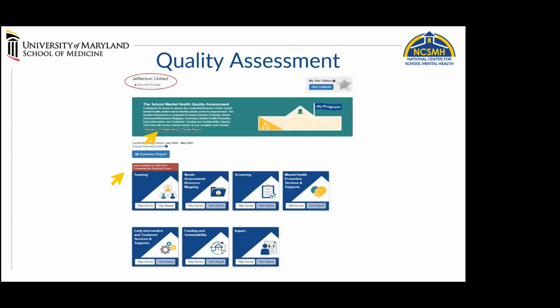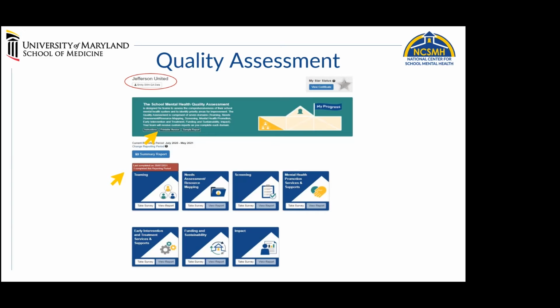A major feature of the SHAPE system is the School Mental Health Quality Assessment, which evaluates school mental health quality in your entity based on 7 domains. These domains include teaming, needs assessment and resource mapping, screening, mental health promotion services and supports, early intervention and treatment services and supports, funding and sustainability, and impact. The quality assessment is completed 1 domain at a time. The entity version has between 10 and 20 questions per domain. Simply click Take Survey in each domain box to get started.